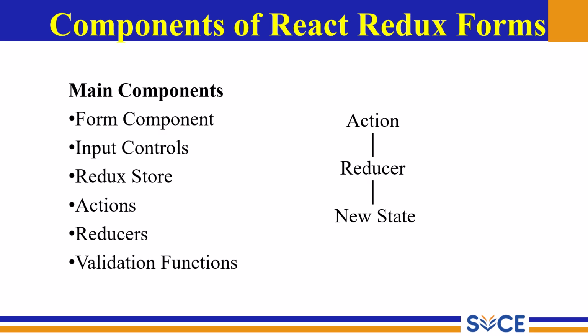Third, Redux store. It stores all the user data. Fourth, actions. Actions tell Redux what happened. For example, update name, update email, login user. Fifth, reducers. Reducers receive actions and update the state. Finally, validation functions. These verify whether the entered information is correct. Together, these six components build a complete Redux form.